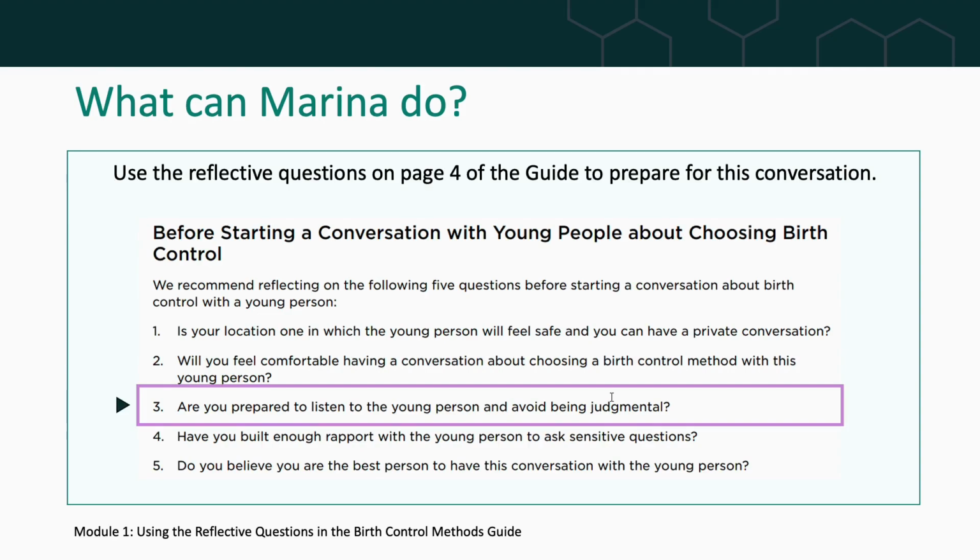Marina can also ask herself if she is prepared to listen to Julia without being judgmental. For Marina, being non-judgmental would mean allowing Julia to choose the birth control method that is aligned with their preferences, without imposing her own opinions.